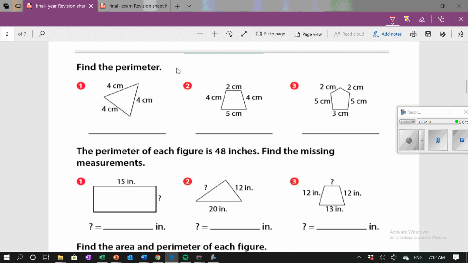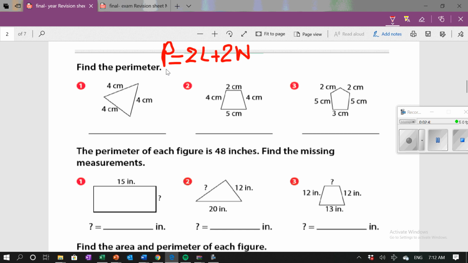The formula for the perimeter of a rectangle is double the length plus double the W. You remember the rectangle, as you can see here, I have the length and here is the width. So to find the perimeter for a rectangle is doubling: 2L plus 2W.